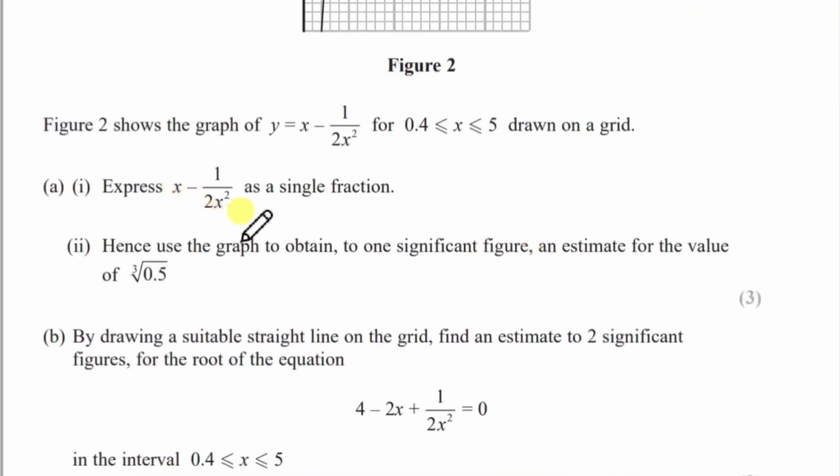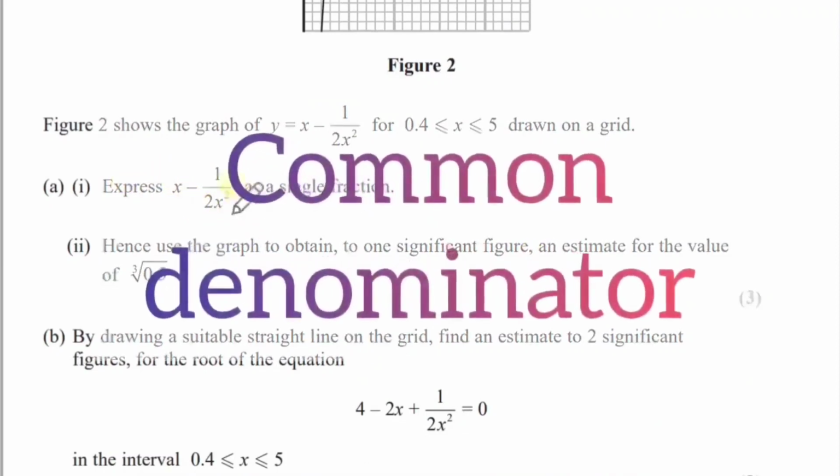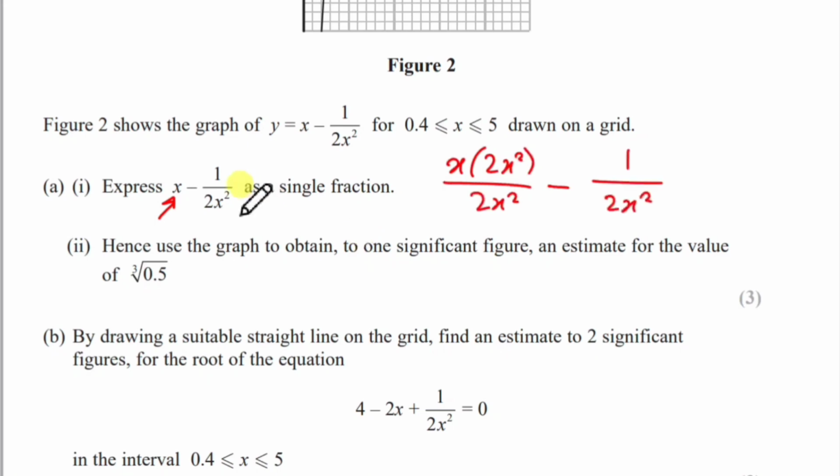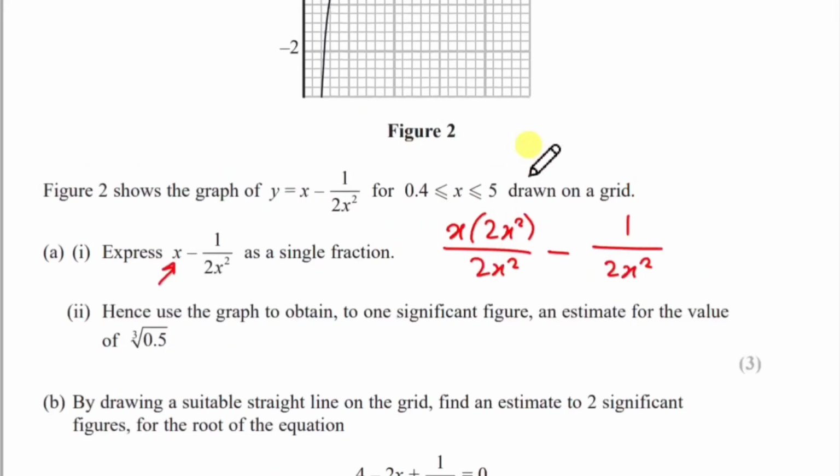When you want to make anything a single fraction, you must always have a common denominator. So in this case, we've got 2x squared. So the first one should be over 2x squared, and to do that, you just multiply up and down by 2x squared. So it'll look like this: x times 2x squared over 2x squared, minus, and then just copy the other one, 1 over 2x squared. And x times 2x squared is 2x cubed. So your final answer should be 2x cubed minus 1, all over the common denominator. So that's it, that's our A done.